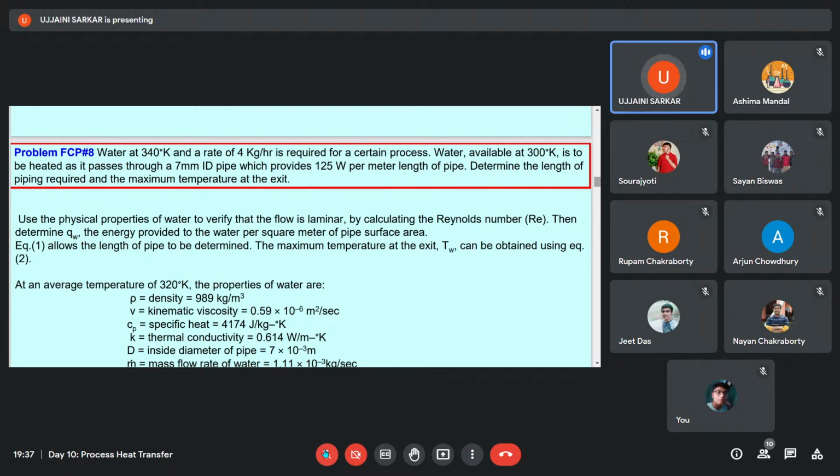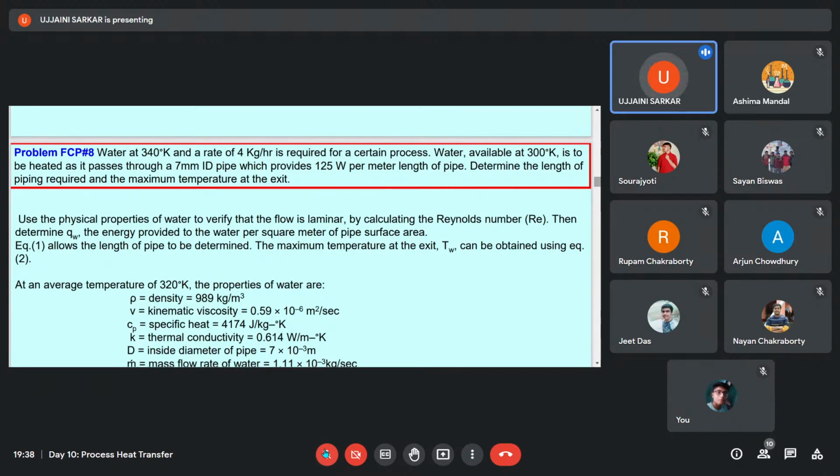You have to raise the temperature to 340 as it passes through a 7 millimeter ID pipe, which provides 125 watt per meter length of pipe. So this much heat the pipe is providing to the water. So somewhere in some process, you need water at 340 Kelvin at the rate of 4 kg per hour. But you are getting water at 300 Kelvin and you know that it needs to be heated up to 340. Now, how you heat it up?